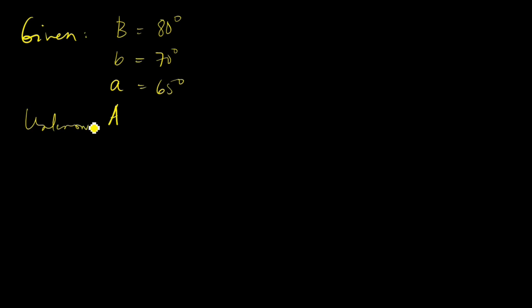So what are the given? Again, we have big B that measures 80 degrees, small b that measures 70 degrees, and small a that measures 65 degrees. What is being asked? The unknown is big A. Again, we have the pairing, so we are going to use the law of sines.